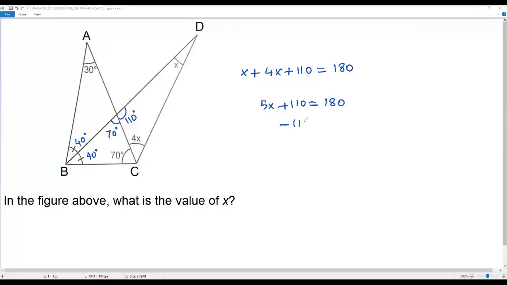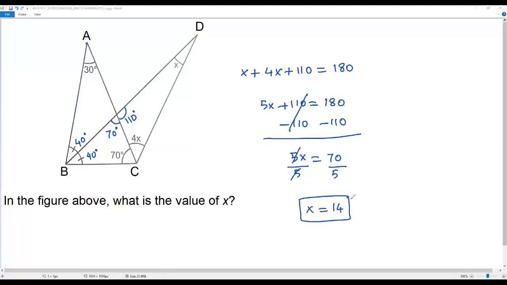Okay, now let me subtract 110 from both sides. When I do so, this positive 110 and negative 110 will cancel. I'm getting 5x equals, so when I combine positive 180 and negative 110, I'm getting 70. Okay, to solve for x, I divide both sides by 5. 5 will cancel out. I am getting x equals, so when I divide 70 by 5, I'm getting 14. Now I got the value of x. The value of x is 14.